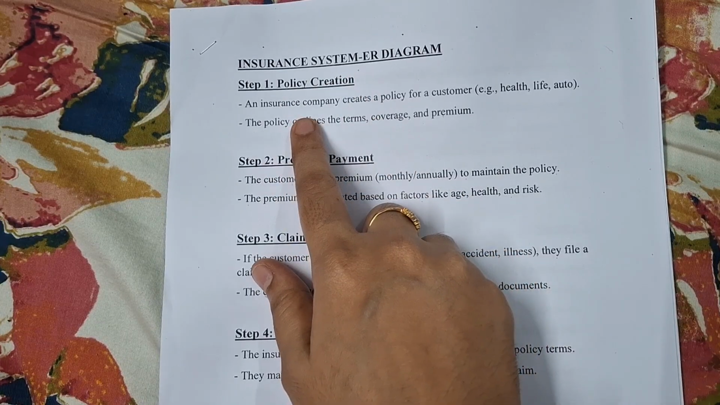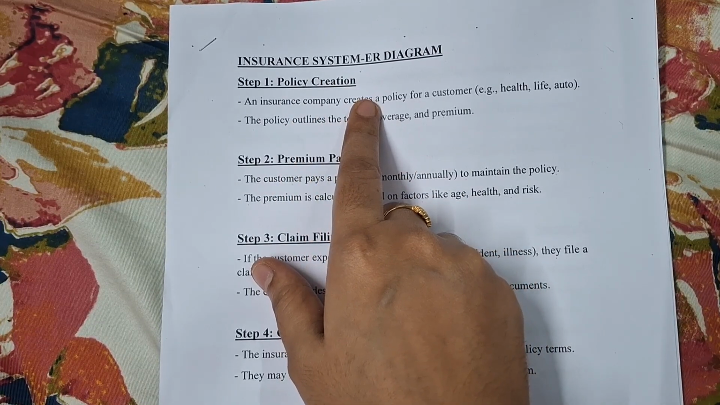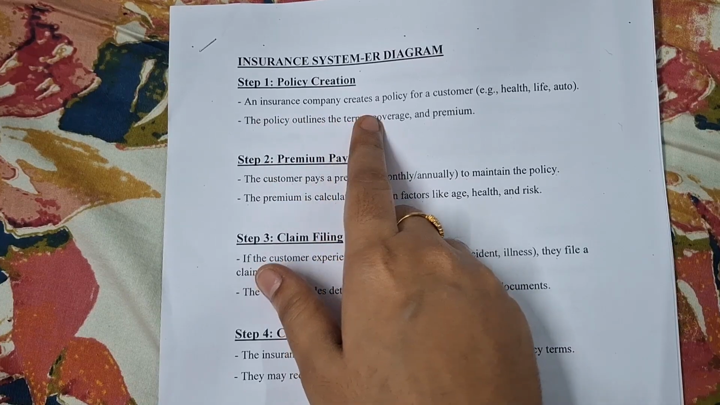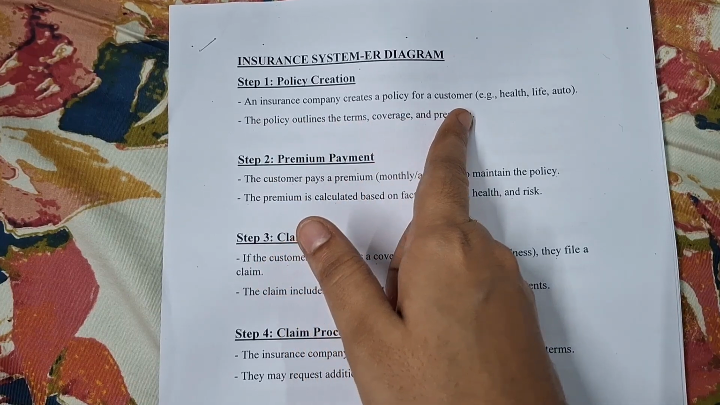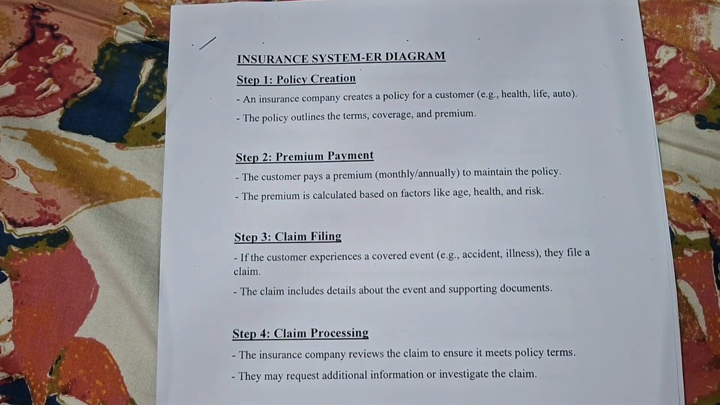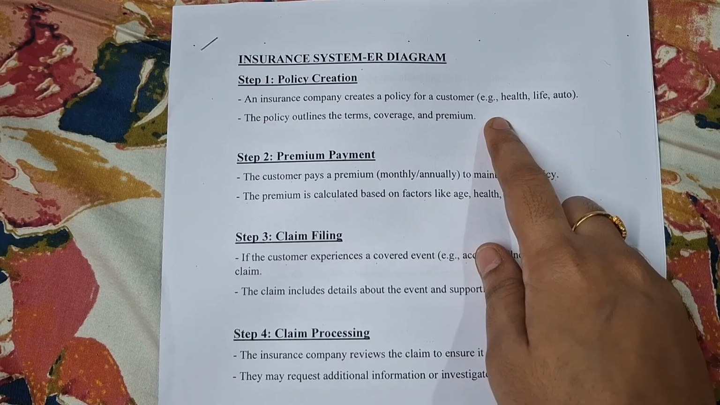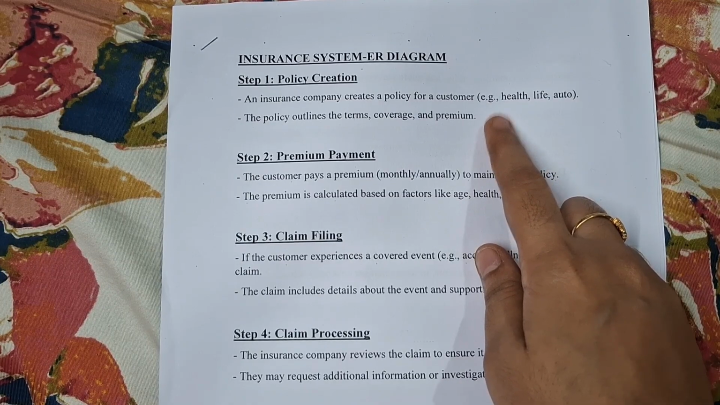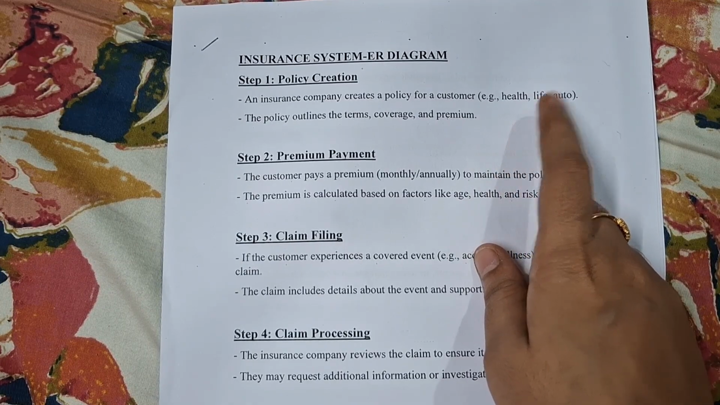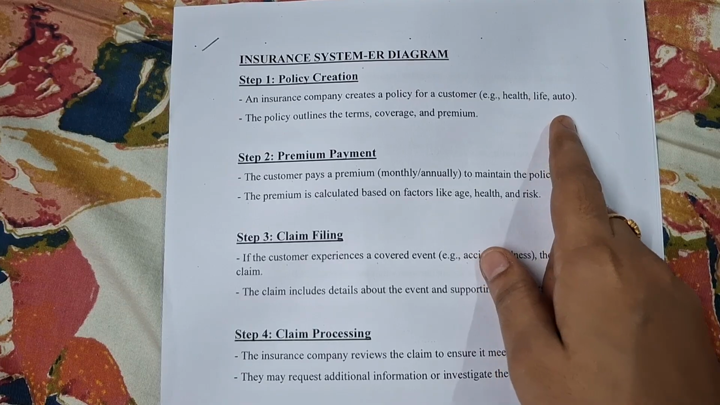So the first step is policy creation. An insurance company creates a policy for the customer. So who are the customers? We are the customers. I am the customer, you are the customer. Anyone who wants a policy in their name is a customer. Now it can be any policy, a health policy, a life policy or an auto policy.